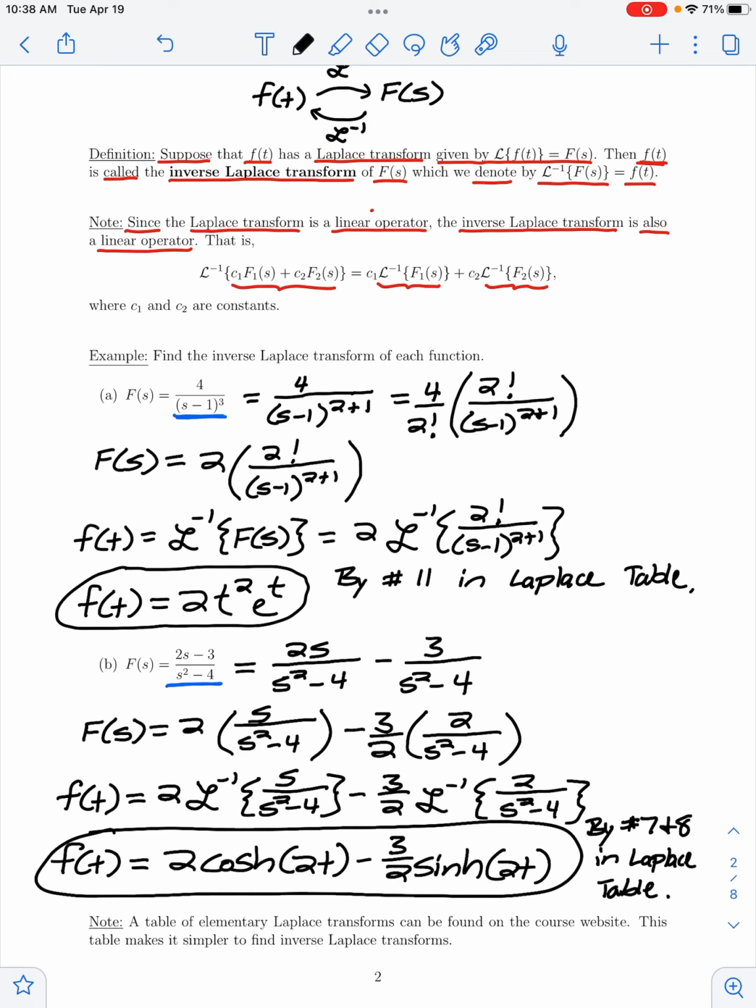So again, I mentioned at the end of this page that this table of elementary transforms can be found in your text or the course website. And using this table makes it much easier to find inverse Laplace transforms.